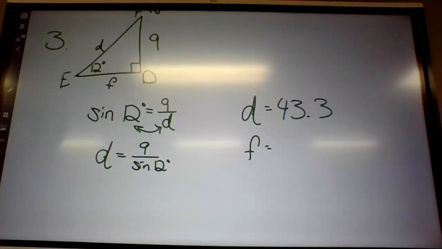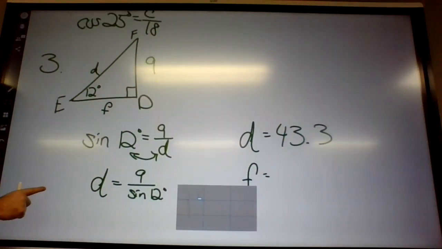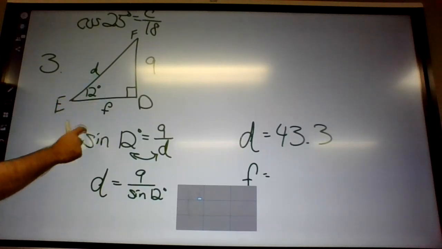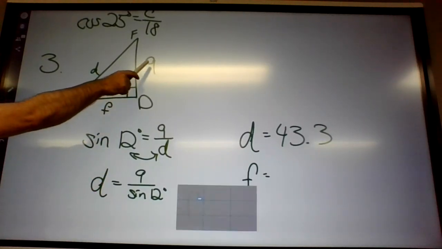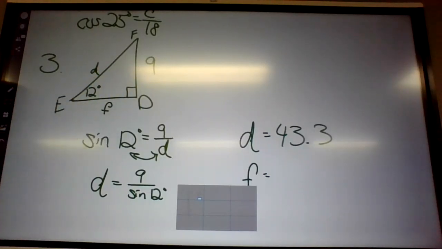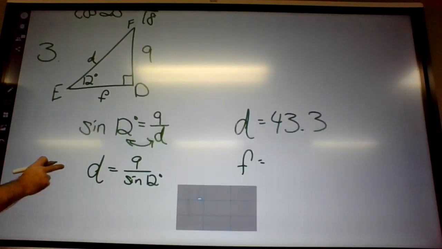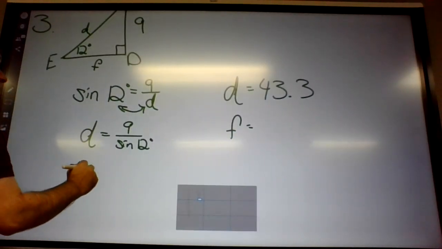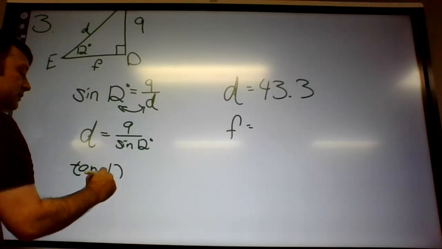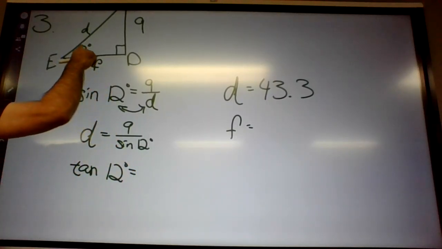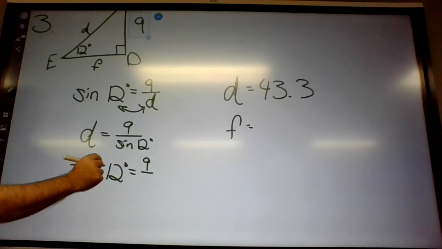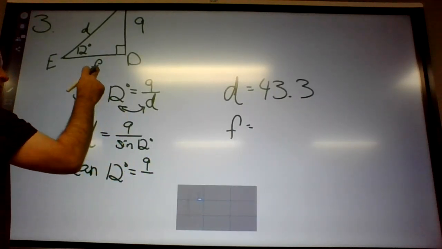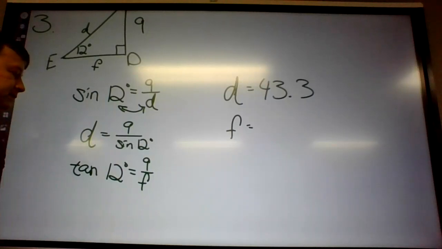And then we need F. So relative to this angle, F is the what side? Adjacent. So we'll use the opposite again. So which trig function does opposite and adjacent? Tangent. So it's tangent of 12 equals opposite over adjacent, TOA. You guys like my little curly F? It's fancy.